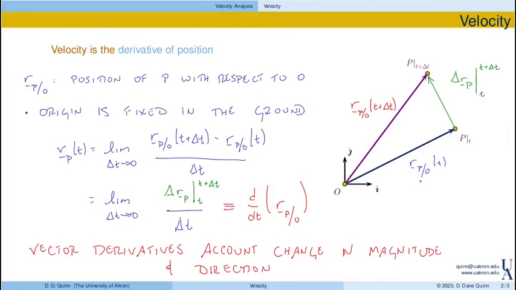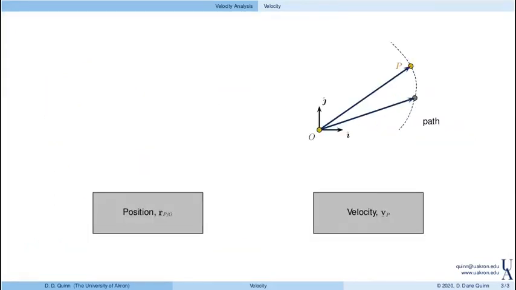So if this vector p with respect to o got longer, then the velocity of p would be non-zero. But even if this vector stayed the same length but was now rotating, then p would also have a velocity. So again, vector derivatives deal with change in both magnitude and direction.